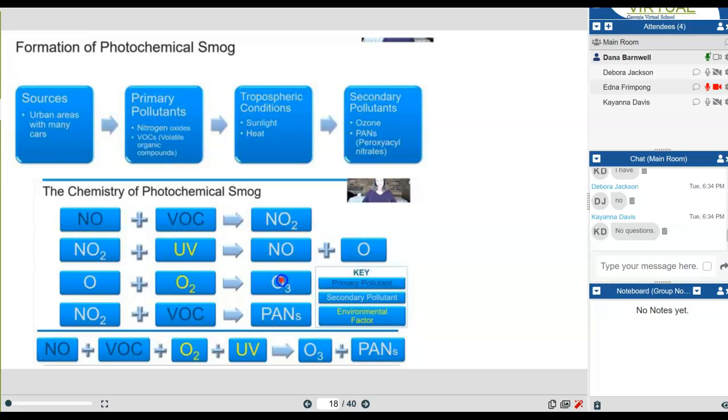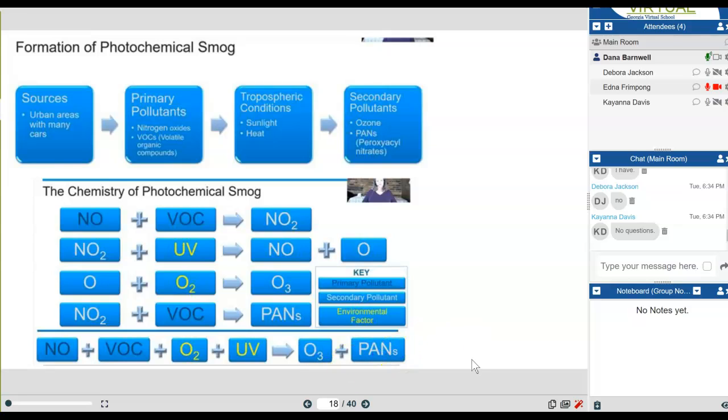Understanding the role of UV light, the splitting off of that oxygen, and the recombining of that oxygen atom with the O2 to form ozone is something that you do want to be familiar with. So again, in summary, you've got your NO2s, you've got your VOCs, you've got oxygen in the air. That oxygen in the air is going to be broken up and be involved in the creation of the tropospheric ozone and those PANs.